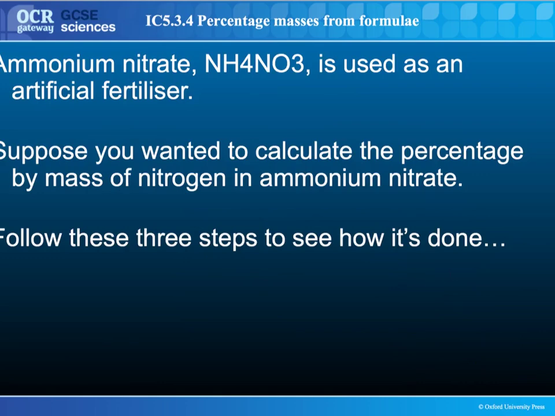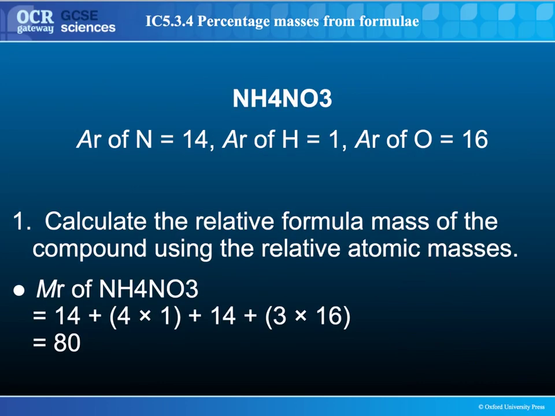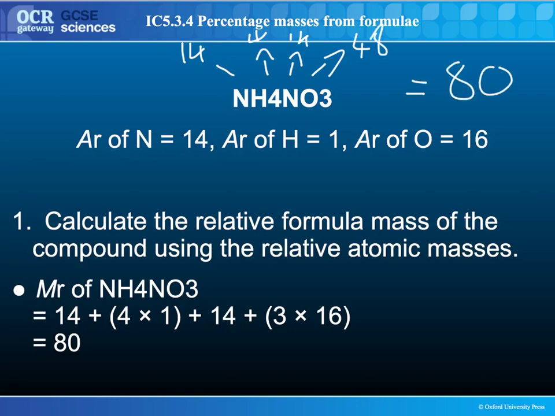So here's the example of ammonium nitrate. Ammonium nitrate has the formula NH4NO3. If you want to work out the mass of nitrogen within this, you need to use the atomic masses of all the atoms and all the elements involved. The first step would be to calculate the atomic mass of the entire compound. Nitrogen, 14, 4 hydrogens, another nitrogen, and 3 oxygens, give you a total of 80.